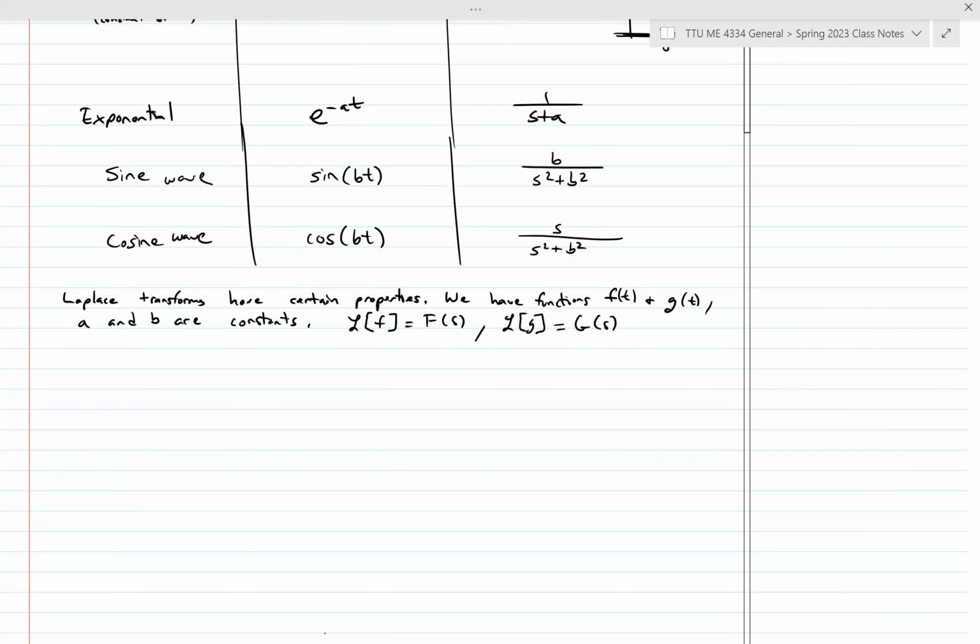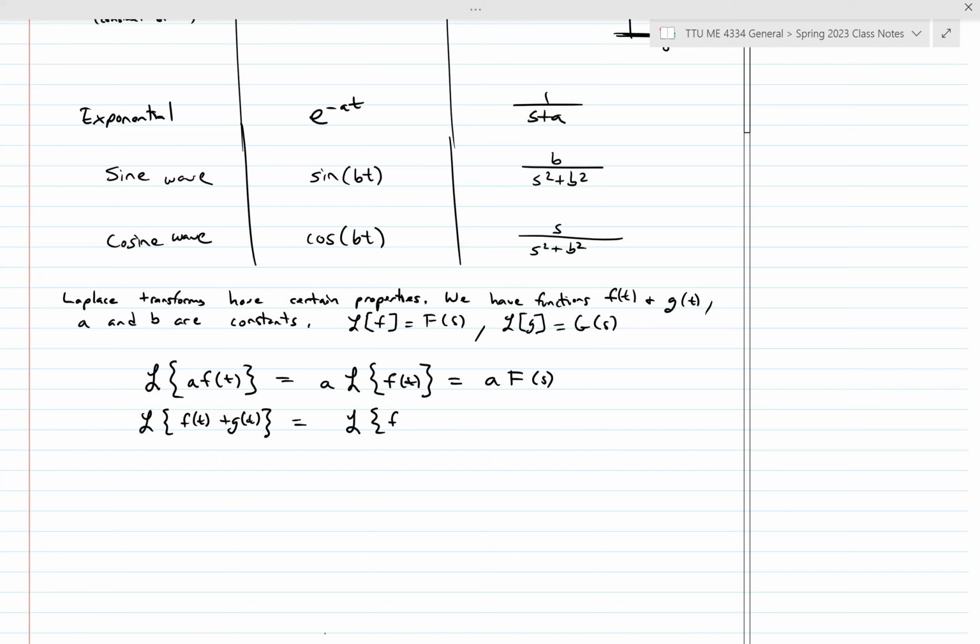All right. You guys should be familiar with some of these properties here. We have a Laplace transform of a times a function f. We can take that little a out. We can take a constant out if it's multiplied by another function of time, which means that this is going to be a times F of s. So you can take constants out of a Laplace transform. If you have two functions you're adding together, you can separate your Laplace transform for different additions and subtractions. So in this case, it's addition.